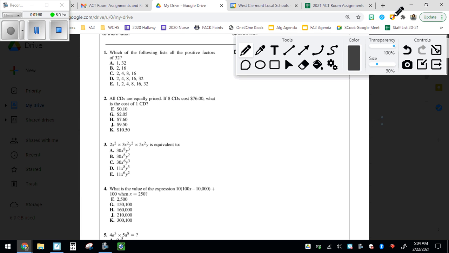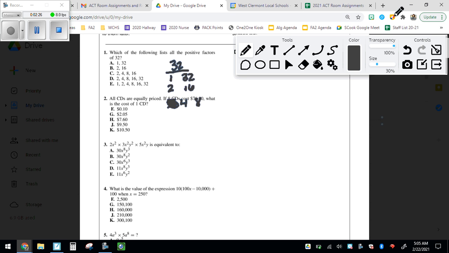So the first one says, which of the following lists all the positive factors of 32? Well, that's just write out a factor chart. We've been doing that for a long time. So 32 divided by 1 is 32. Divided by 2 is 16. Divided by 3 does not work. Divided by 4 does not work. What am I thinking? Oh, I'm sorry. 4 does work. 8. Divided by 5 doesn't work. Divided by 6 doesn't work. 7 doesn't work. 8 is my repeat.